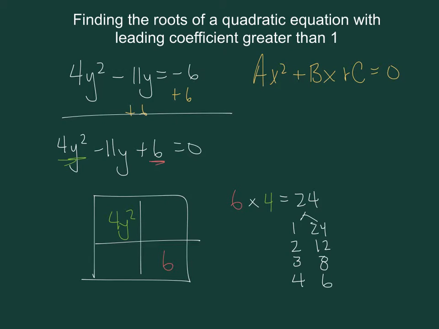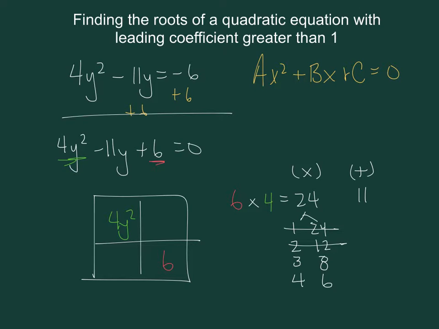Now we know that each of those factors multiplied together, so this times this is going to give us 24, and so on and so forth. Now what we're going to do is add them up and make sure they equal negative 11. So this is the multiplication piece. Here's the addition piece, and I'm looking for the addition to be equal to 11. So 1 plus 24 is 25, and 24 minus 1 is 23. So this won't work at all. 2 plus 12 is 14, and 12 minus 2 is 10. So this one won't work.